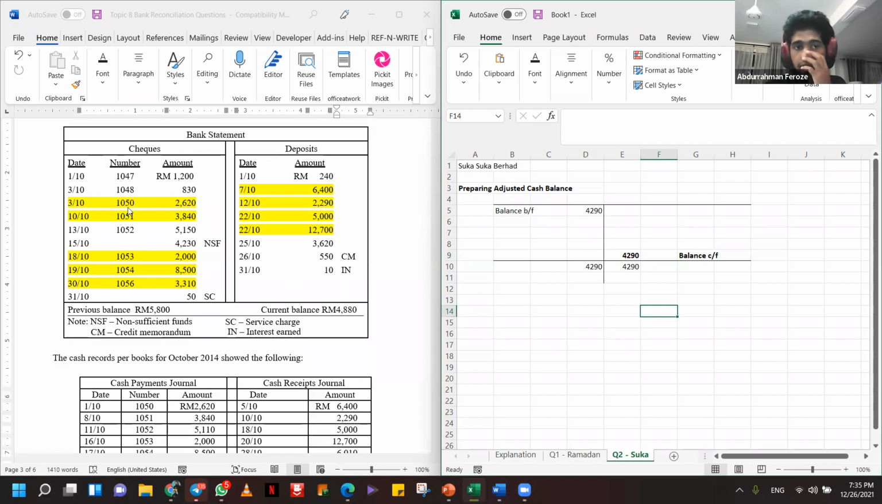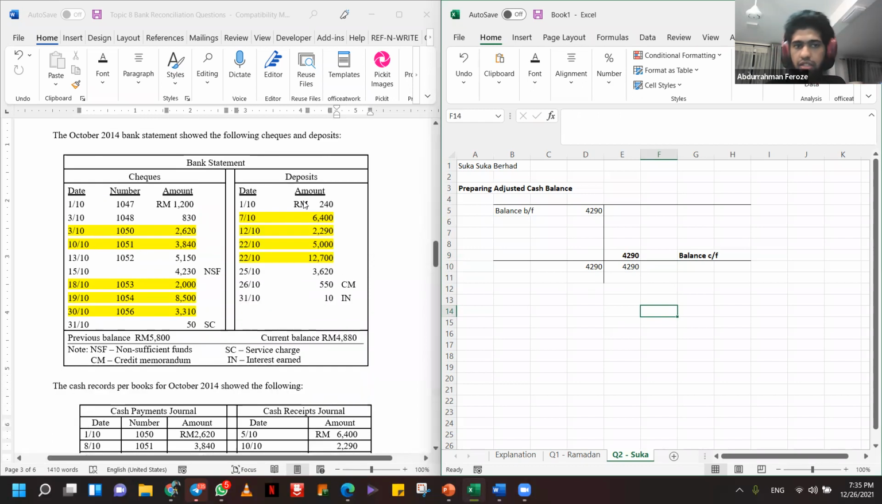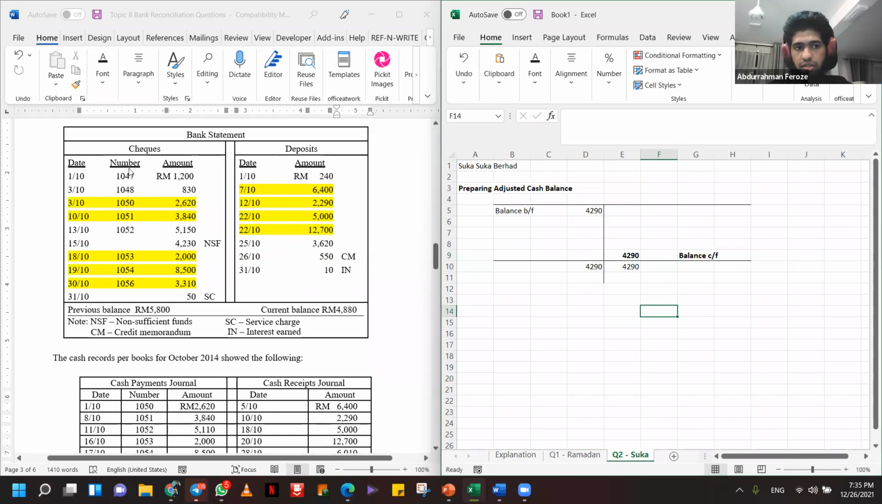So now let's first look at the checks and then we look at the deposits, right? So the first thing is check number 1047. This is there on the bank statement, so we have to add it to the cash book balance, right? So check 1047, 1,200. And then we have check 1048, is 830, right?